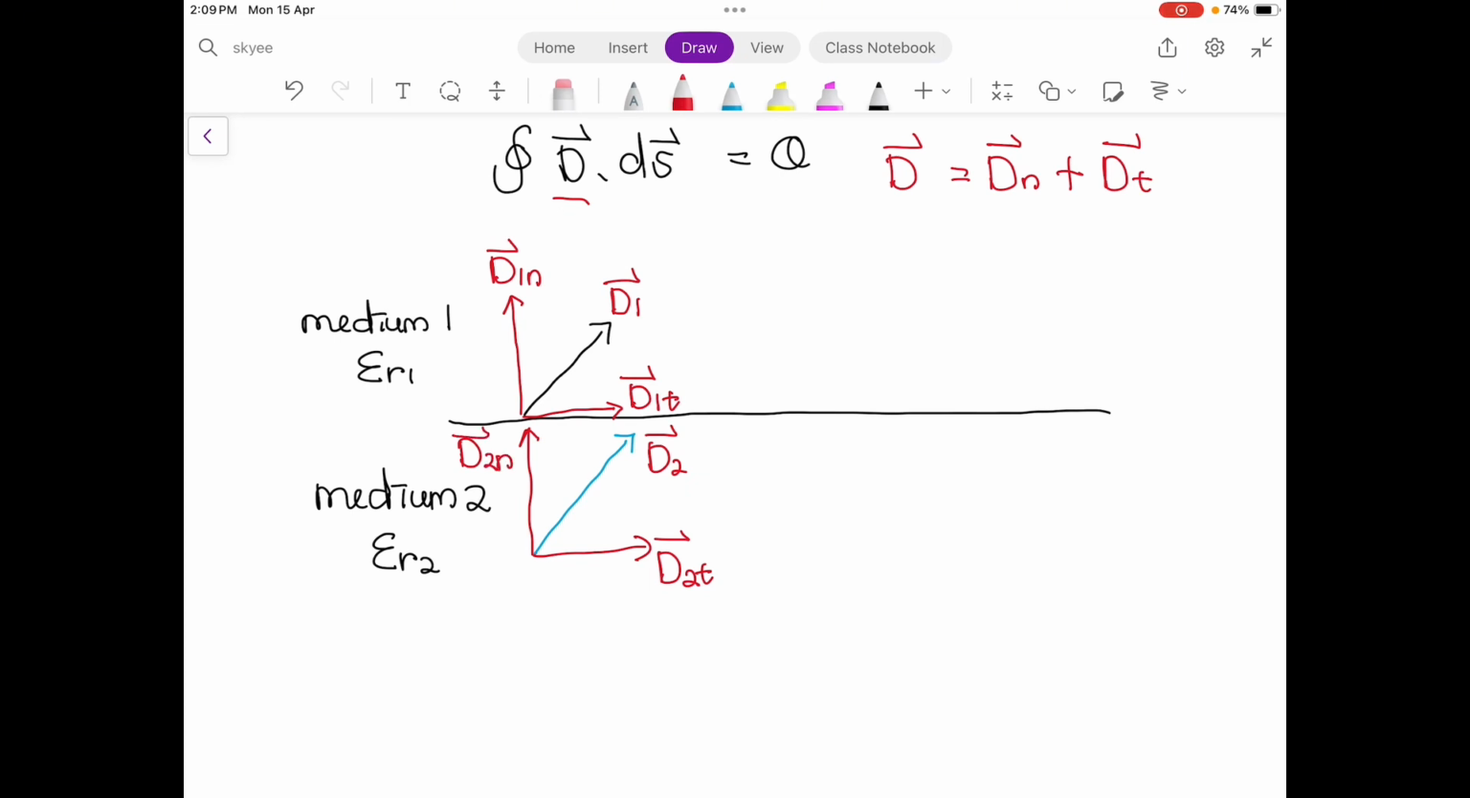You split it into two. In order to find the flux in the mediums, to find the D in the mediums, we construct a cylinder. Now I construct a cylinder. Okay, this is a cylinder.